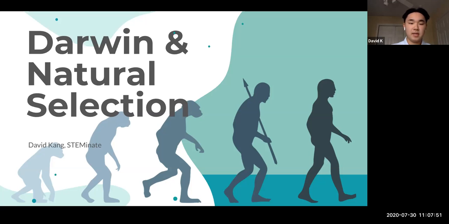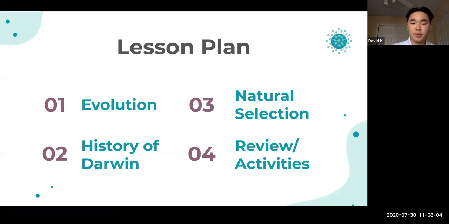So as I said, today we'll be talking about Charles Darwin and his findings of natural selection and the theory of evolution. So here's our lesson plan. We'll be going over four things today. The first is evolution and what that's about. The second is the history of Charles Darwin and how he came to discover the theory of natural selection. The third topic is the process of natural selection and what that entails. And lastly, we'll be doing some review and some activities regarding this topic.